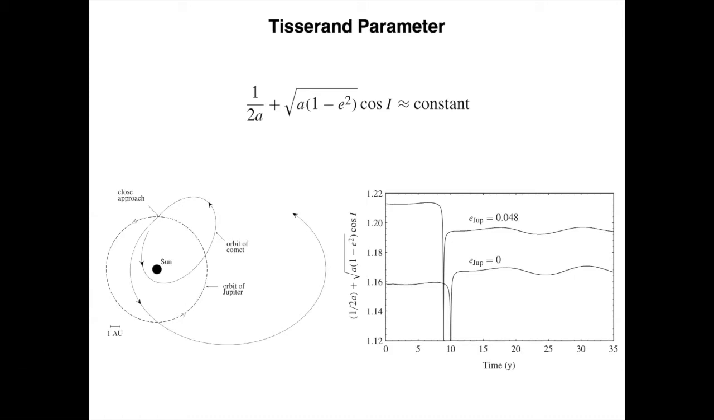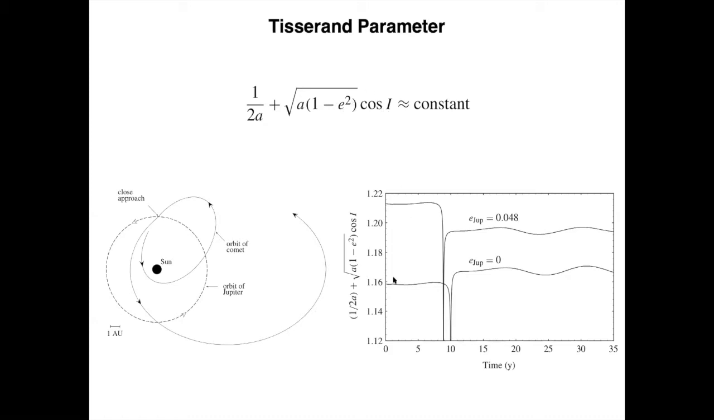So this shows here the orbit of a comet after a close encounter with Jupiter. The comet was in its orbit here, and then it had a chance encounter with Jupiter that changed its orbital elements. During this encounter, the Jacobi constant is conserved, and the Tisserand parameter is a good approximation for the Jacobi constant. It relates the semi-major axis, the eccentricity, and the inclination.